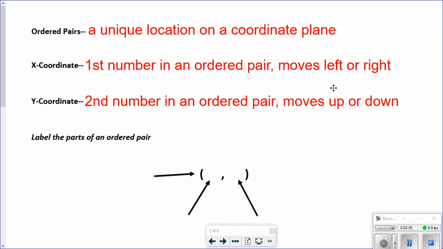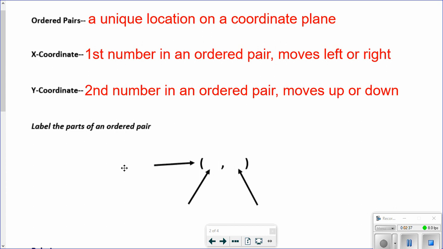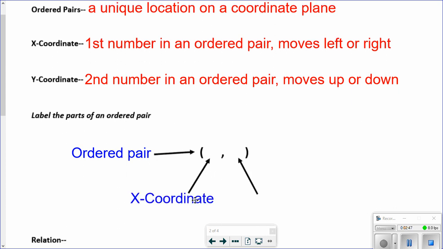So now we're going to label our parts of the ordered pair. As a whole, when you have parentheses and two numbers in between with a comma, that's an ordered pair. The first number is your x-coordinate, and the second number will be your y-coordinate. You always have to put them in parentheses though. Okay?